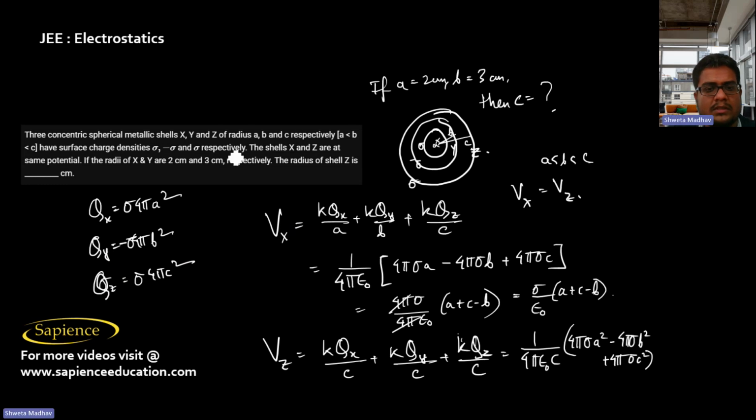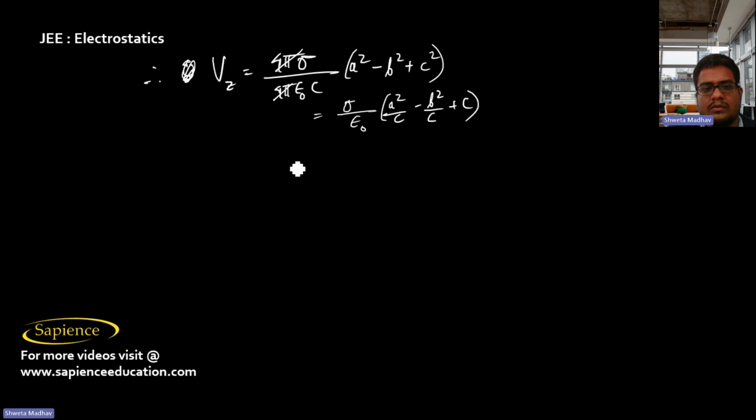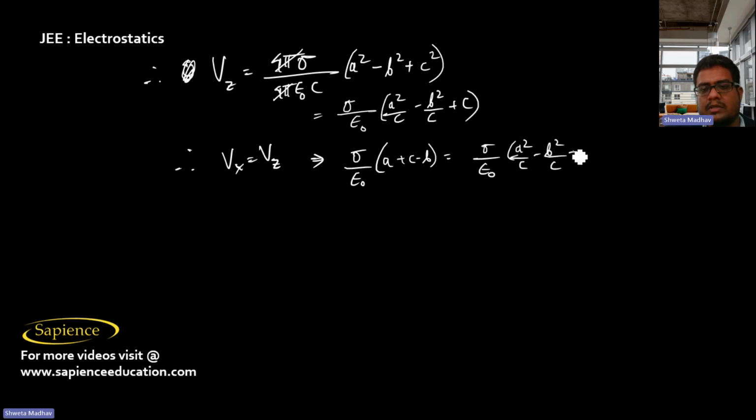So here it is told that the radius of the shell Z is asked. A is 2 centimeter, B is 3 centimeter. Now Vx is equal to Vz. So I can say Vx is sigma by epsilon naught into A plus C minus B, which is equal to sigma by epsilon naught into A square by C minus B square by C plus C. Sigma by epsilon naught will cancel.